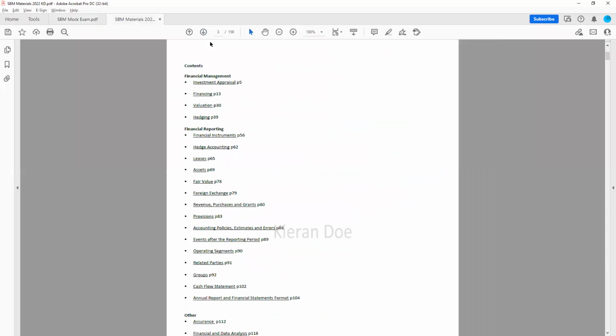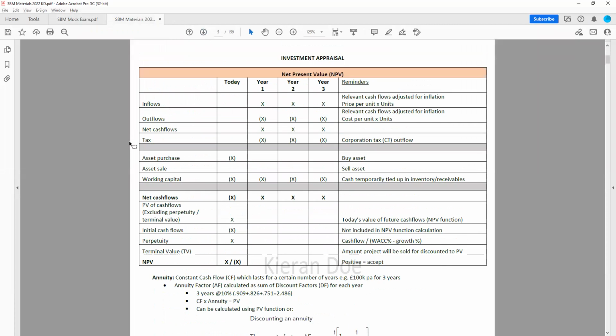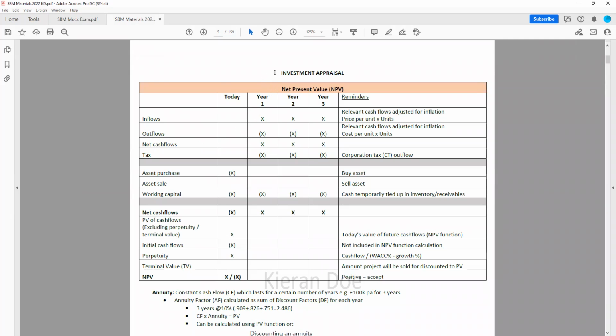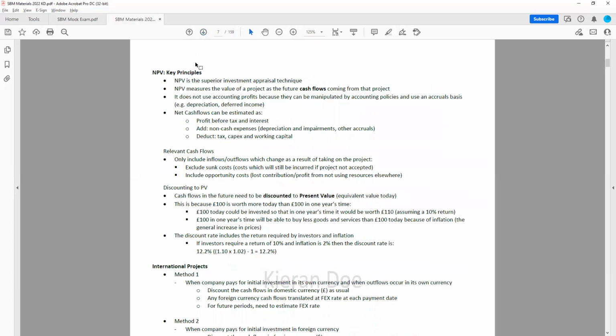So FM, of course, broken down, and investment appraisal being one of those first topics we'll cover. I'll begin by explaining the key technical content: how to discount the cash flows, including how to use the spreadsheet function in the exam, why discounting cash flows is a superior method than looking at accounting profits, and how to calculate each number and the most efficient way to work through exam questions.